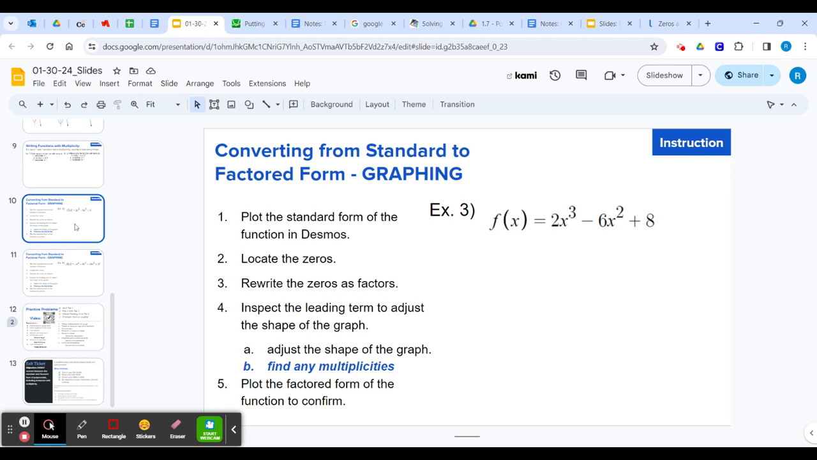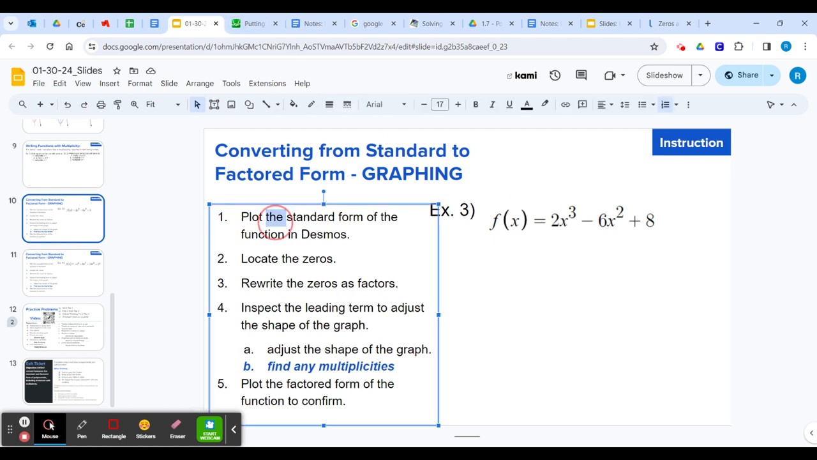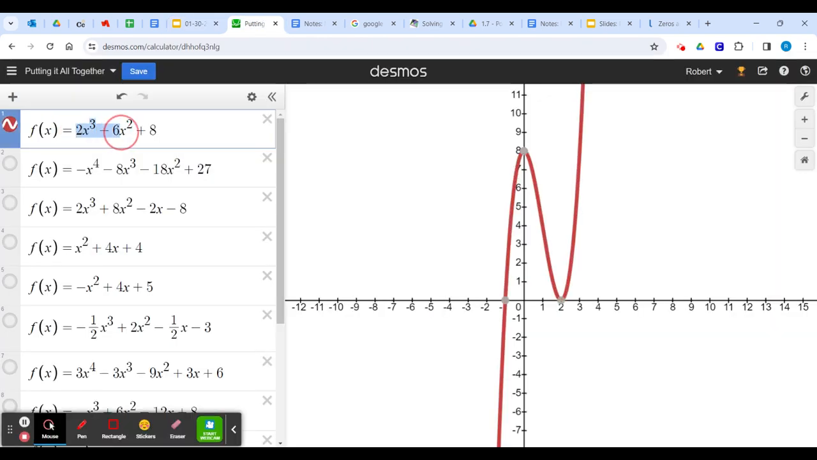All right, lastly, we are going to continue our work from Friday, where we are converting from standard to factored form using graphing. So in example 3, we get our function f of x equals 2x to the 3rd minus 6x squared plus 8. Let's go through this process. We're going to plot the standard form of the function in Desmos. So I got that in here. 2x to the 3rd minus 6x squared plus 8.